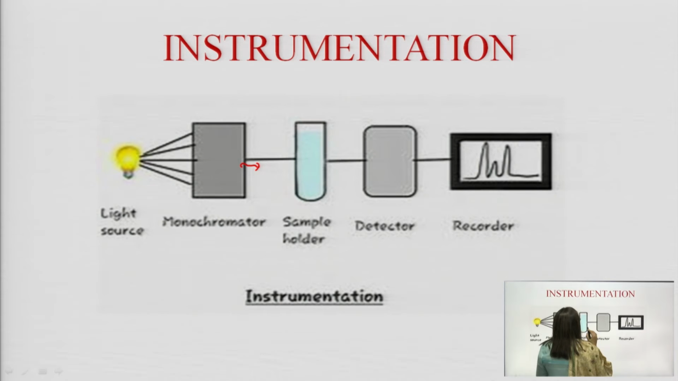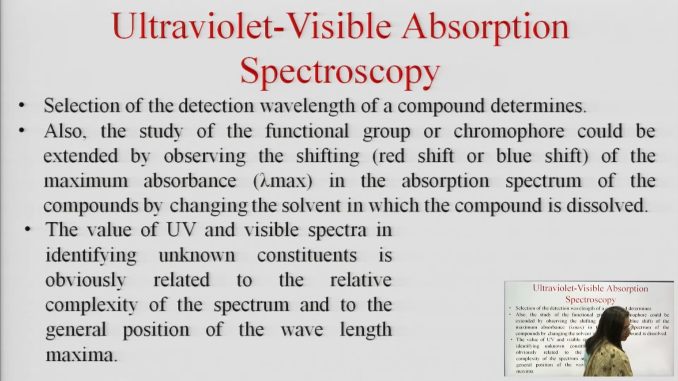selected range of wavelength. There is a sample holder where the sample is mixed with the solvent, the preferred solvent, which is generally 95% ethanol. Other solvents could also be utilized. Once the light is passed through this, absorption takes place and the transition of the electrons takes place, and the emitted light is then detected using the detector, and all the transitions are recorded in UV.